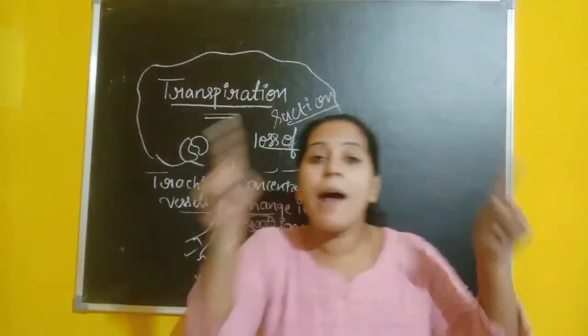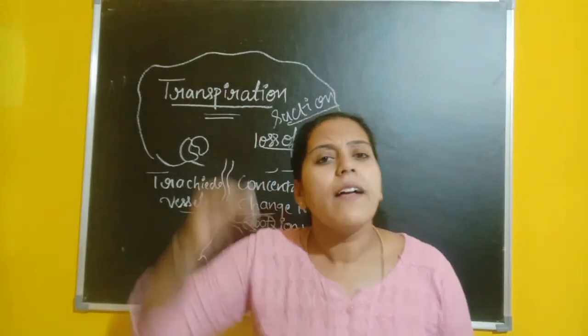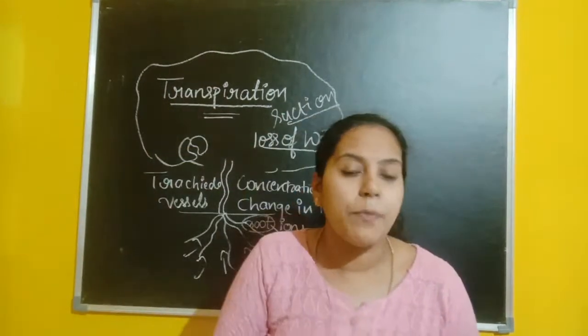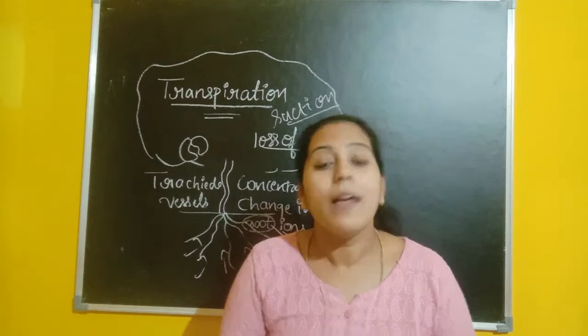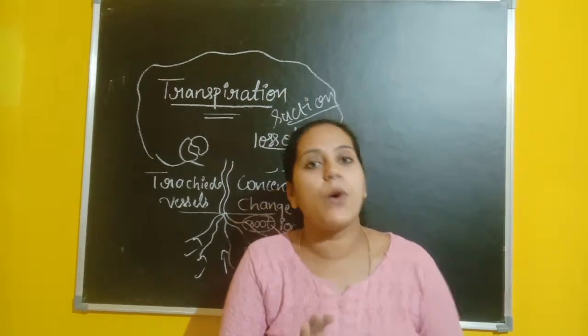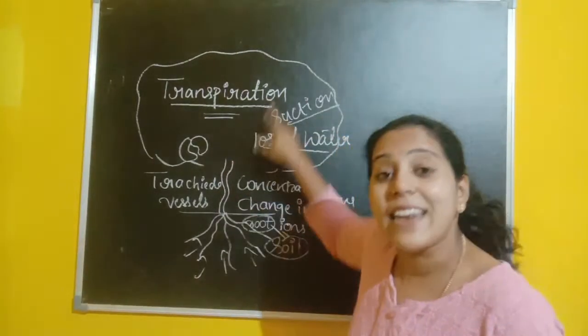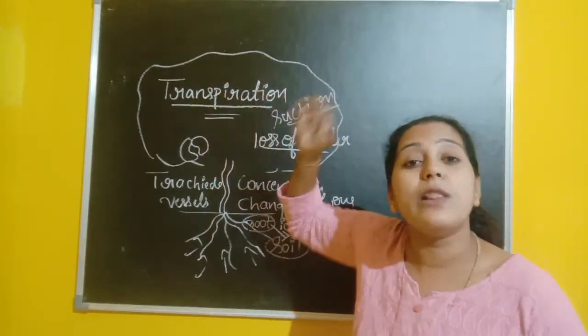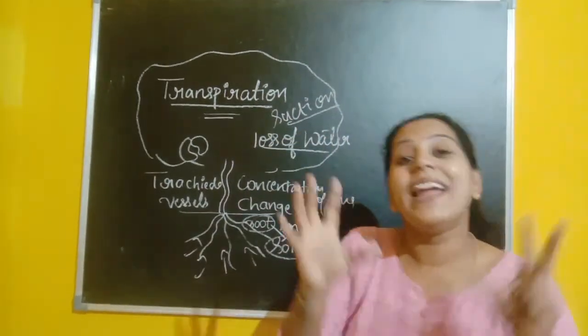Since water is being lost in the aerial parts, the aerial parts may get dried up, right? But they are not getting dried up. Why? It is because the water is continuously reaching the parts in the aerial region where there is loss of water.